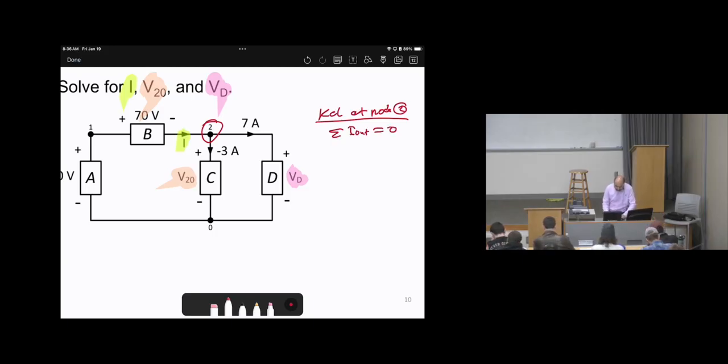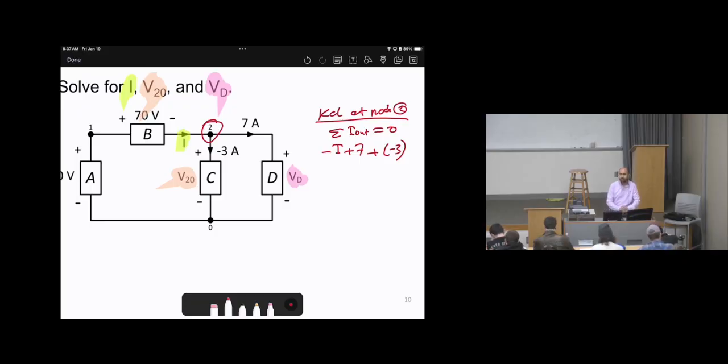Now look, start with I. Is I entering or leaving? Entering. So it is negative I. How about the 7 amperes? Is it entering or leaving? Leaving. So plus 7. How about the negative 3? Is it entering or leaving? It's leaving. So we will put plus, then keep in mind we'll put negative 3.